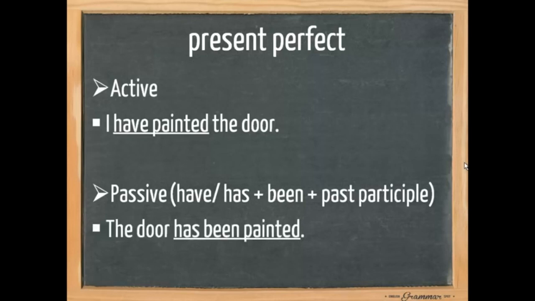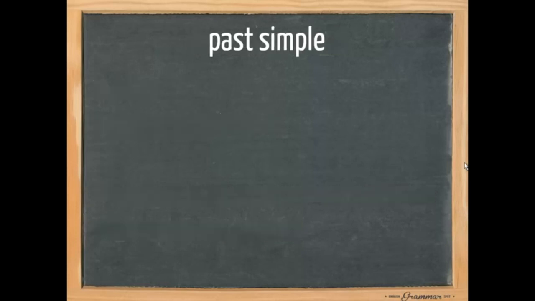The door has been painted. So pay attention that in the active form it was "I have," but since in the passive form the door has become third person singular, we need to use "has." The past tenses. First, the past simple.